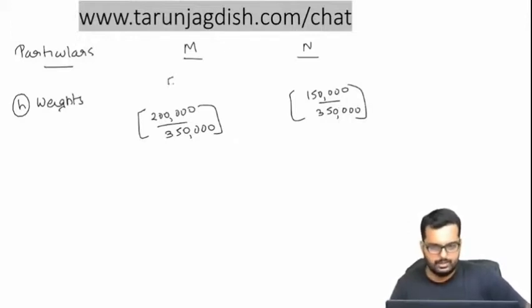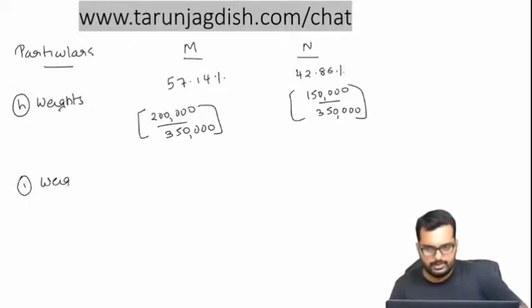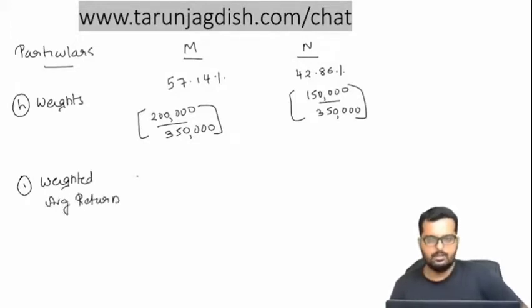You get the answer as 57.14% and 42.86%. Alright. From this, can I now find out the weighted average return? That would be 15 into 57.14 plus 2.33 into 42.86. The overall return will turn out to be 7.57%.